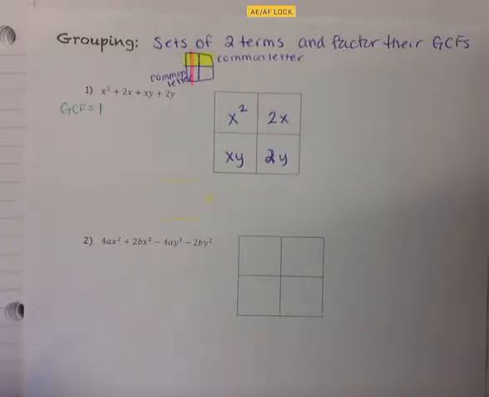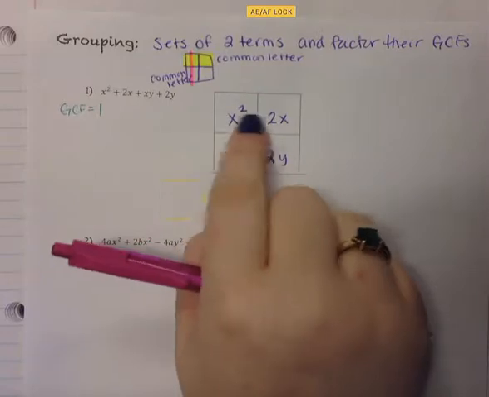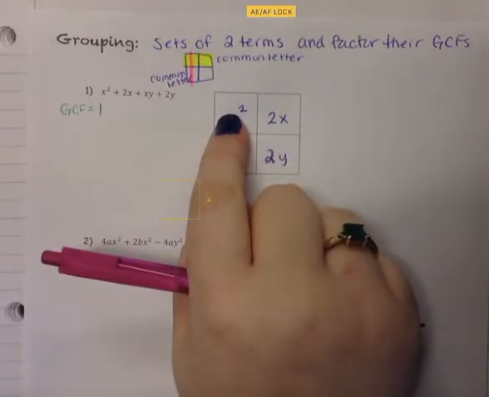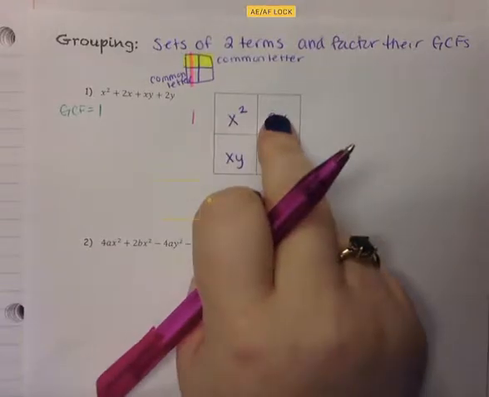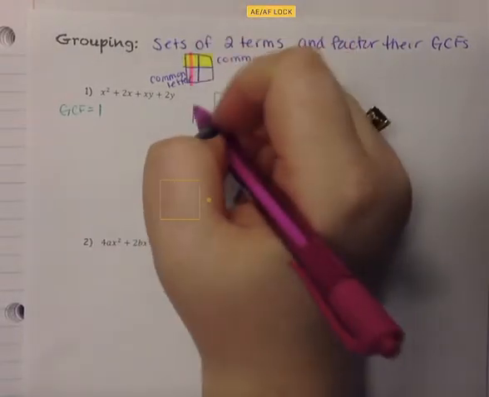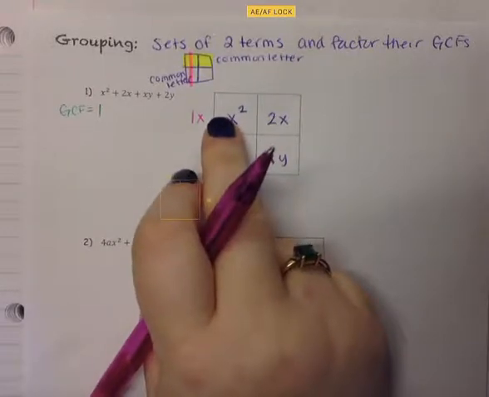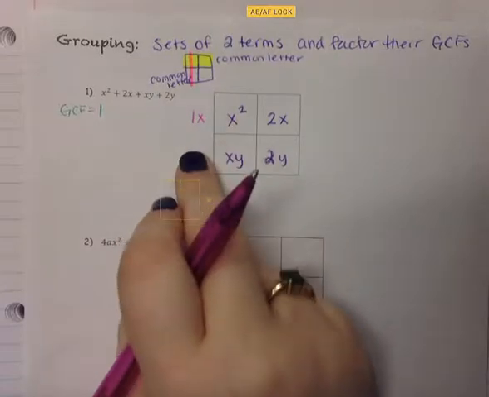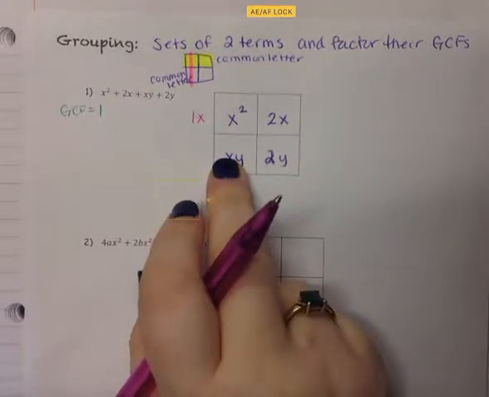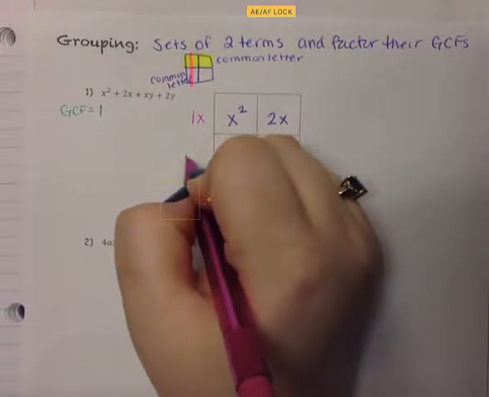So the GCFs I'm going to have: on this first row, I look for my number. The GCF would only be a 1. And then I have letters, so I have x and x. My smallest exponent is 1, so my GCF is a positive x to the first. Because this first term is positive, I know my GCF is positive. If I go to the second row, I have a positive xy, so I know my GCF will be positive.